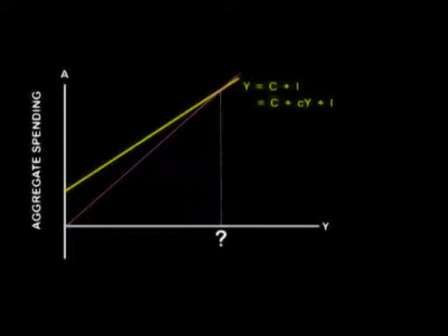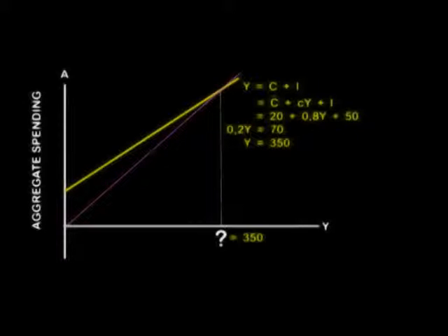Now we can replace the known variables in the equation. Autonomous consumption expenditure of 20, marginal propensity to consume of 0.8, and investment expenditure of 50. That reduces to 0.2y equals 70, and therefore y equals 350. So the equilibrium level of income, and therefore of aggregate spending, is 350.